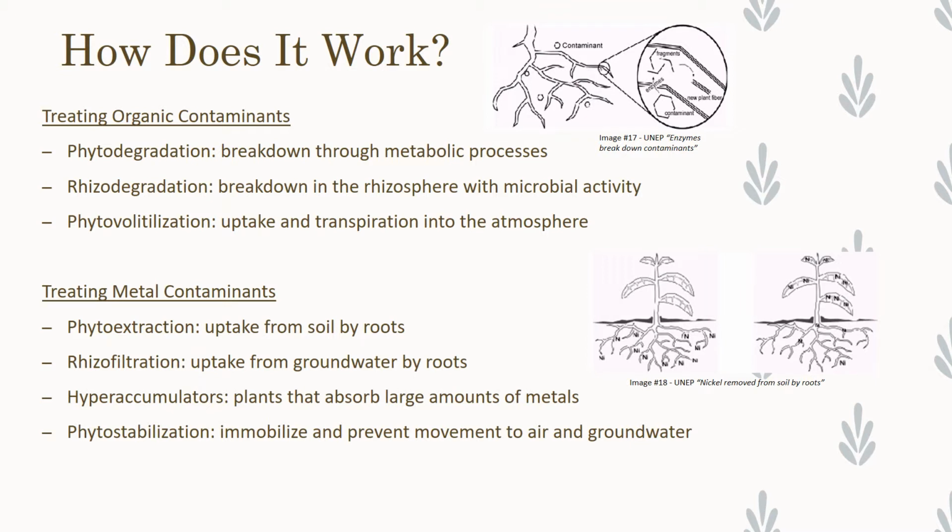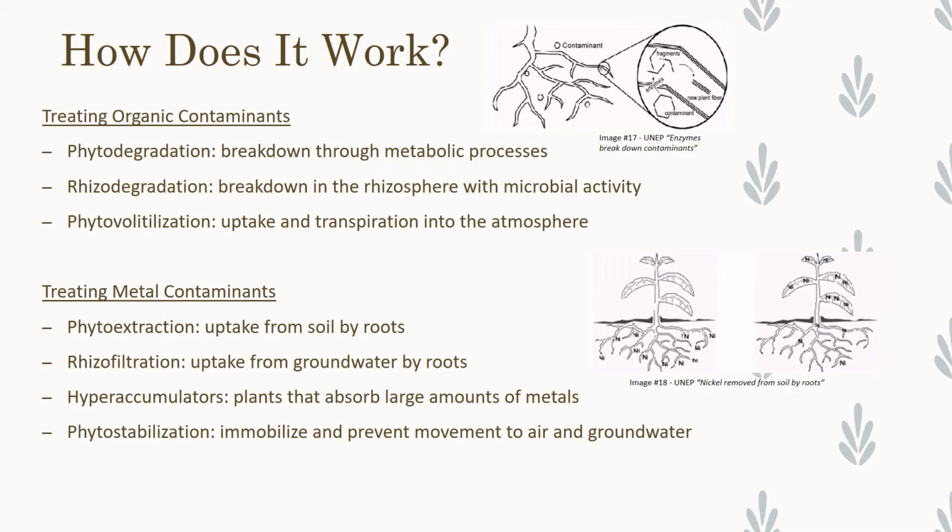In the usage of phytoremediation to treat organic contaminants, it can be further categorized into three processes: phytodegradation, rhizodegradation, and phytovolatilization. Phytodegradation is the breakdown of contaminants taken up by plants through metabolic processes within the plant. Complex organic pollutants are degraded into simpler molecules and are incorporated into the plant tissues.